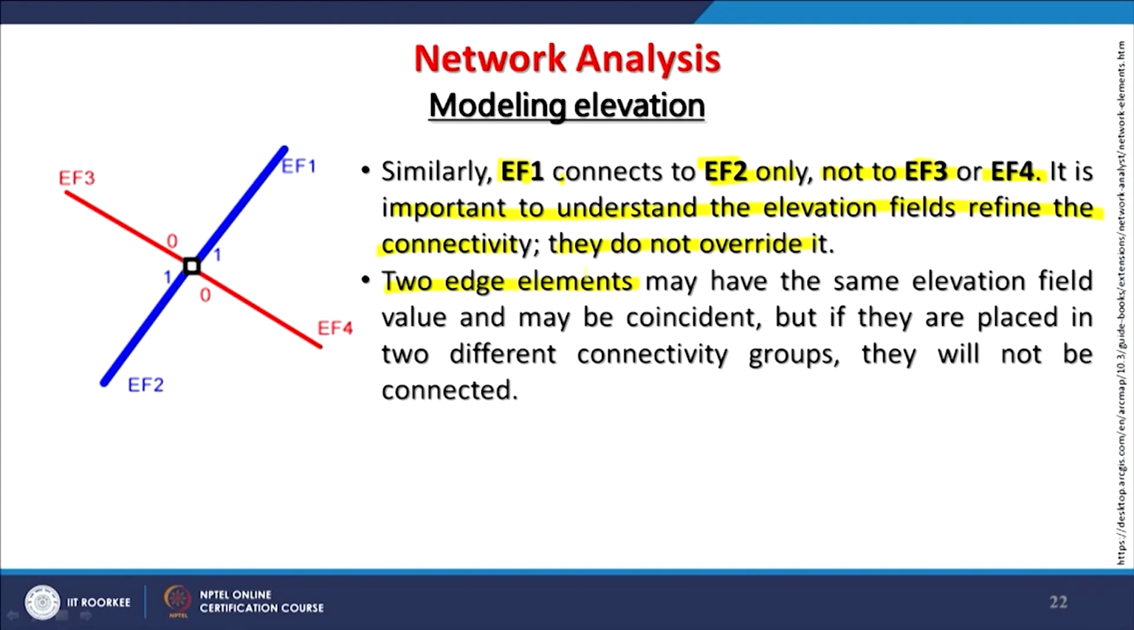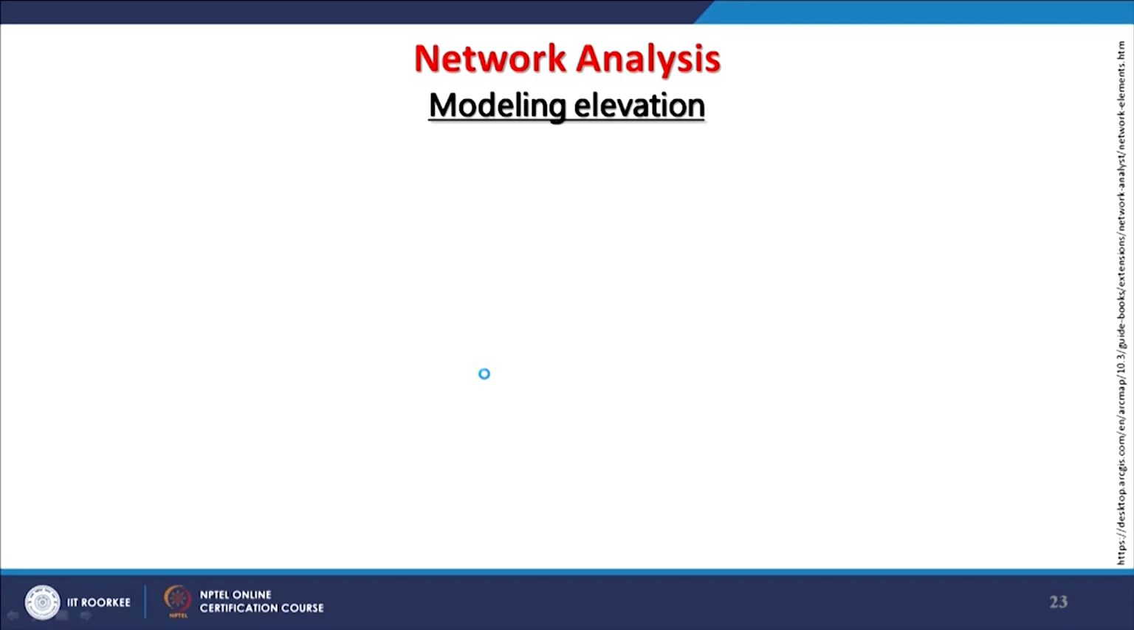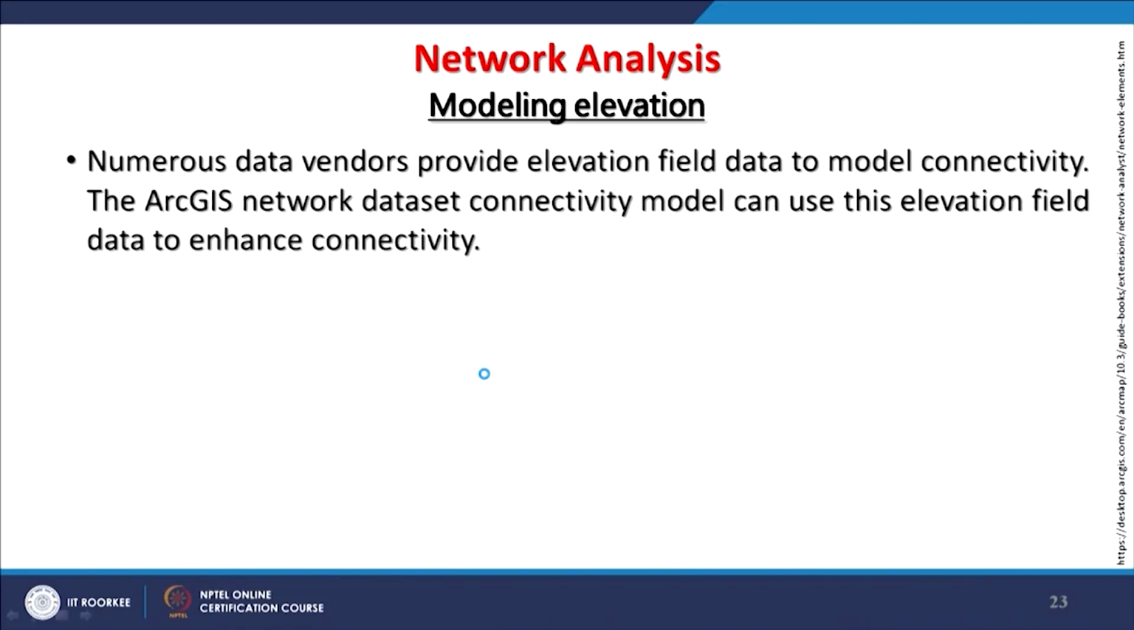So two edge elements, like these red and blue lines here, may have the same elevation field values and may be coincident, but if they are placed in two different connectivity groups, they will not be connected. So even if they are at the same elevation, if not connected, then they are not connected. So simple.